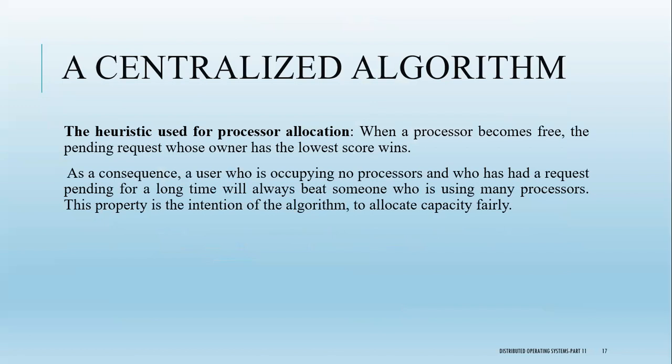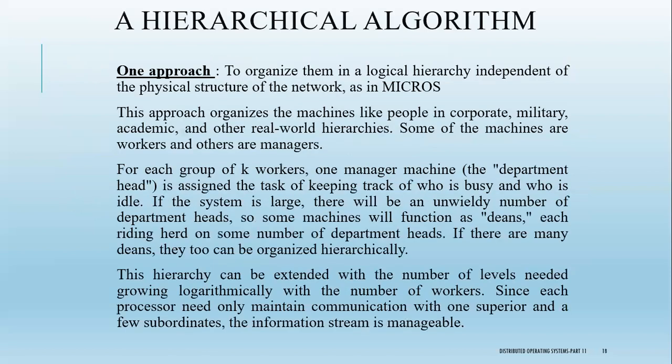In the centralized algorithm, the heuristic used for processor allocation is that when a processor becomes free, the pending request whose owner has the lowest score wins. As a consequence, a user who is occupying no processors and who has had a request pending for a long time will always beat someone who is using many processors. This property is the intention of the algorithm: to allocate capacity fairly.